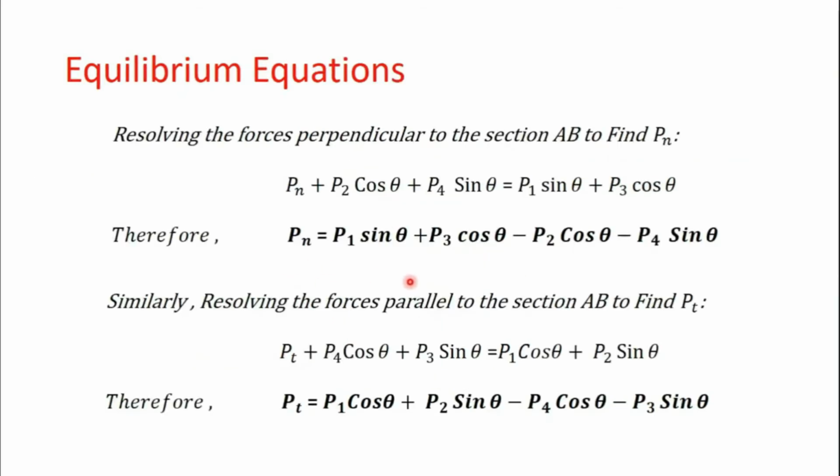So what we get, first we have calculated Pn, and Pn we get as P1 sin theta plus P3 cos theta minus P2 cos theta minus P4 sin theta, and similarly for Pt we get P1 cos theta plus P2 sin theta minus P4 cos theta minus P3 sin theta. So first we have equated, and then we have formed the equation for Pn and Pt, and we wanted to calculate sigma n and sigma t. That's why we are forming the equation for Pn and Pt.